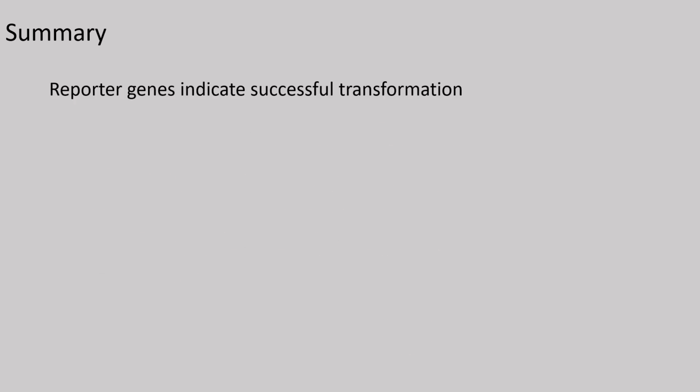In conclusion, reporter genes are used to indicate successful transformation of a genetically engineered organism. They are particularly useful if a quick screening of the transformation can be done immediately after it, without having to grow or multiply the transformed cells. Depending on the type of screening, reporter genes are either positive, such as GUS or fluorescent genes, or negative, such as antibiotic and herbicide resistance genes.